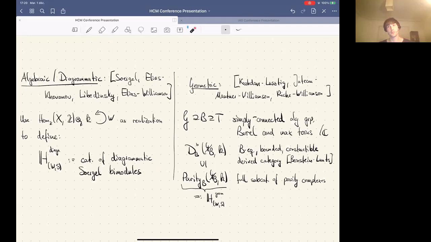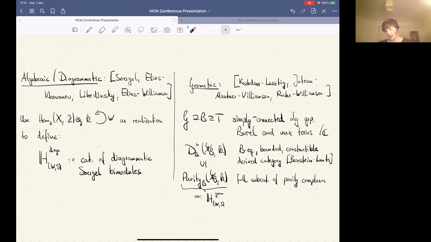root datum, which is kind of equivalent to our base root datum. So to this, we can associate, if one follows the constructions of Kumar, one actually gets out of this a simply connected algebraic group together with a Borel and a maximal torus defined over the complex numbers. And then from this, one can look at the B-equivariant bounded constructible derived category following Bernstein and Lunts on the flag variety, so on G mod B, where we fix coefficients in our field of positive characteristic k. Okay.